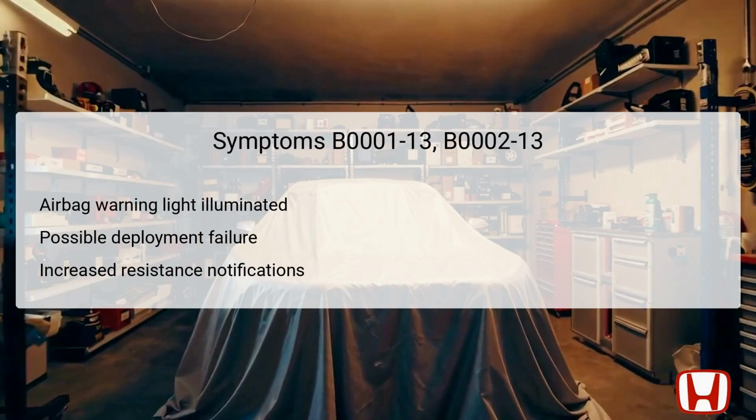Furthermore, the severity of these codes suggests that there may be a failure to deploy the airbag in the event of an accident, creating a significant safety risk. Additionally, other related notifications, such as messages about increased resistance, may also be displayed, prompting further investigation. Recognizing these symptoms is crucial for user awareness and emphasizes the importance of addressing these codes promptly.